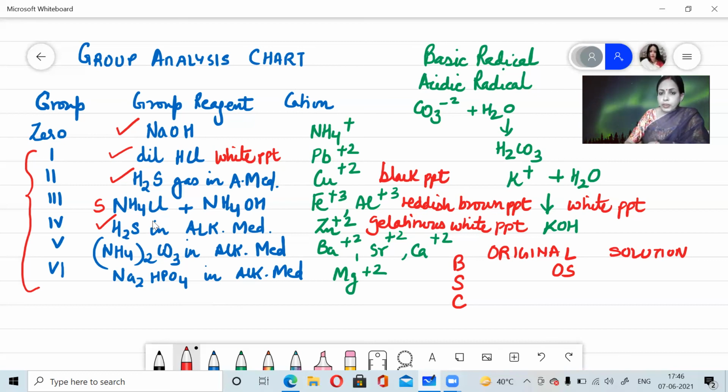So I hope this session was fruitful for you all. You have got a basic introduction to qualitative analysis, how we will be going about qualitative analysis and how we will be confirming the groups. In my next session, I will be discussing the confirmation of the cations one by one. Till then, be safe, stay safe.